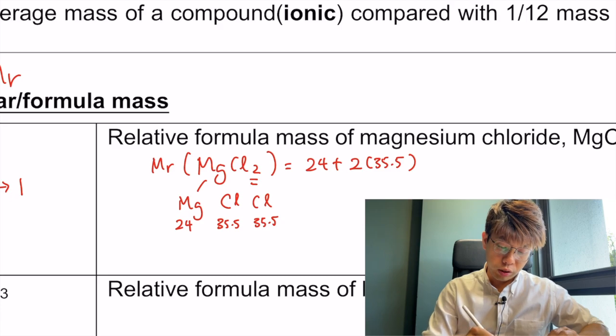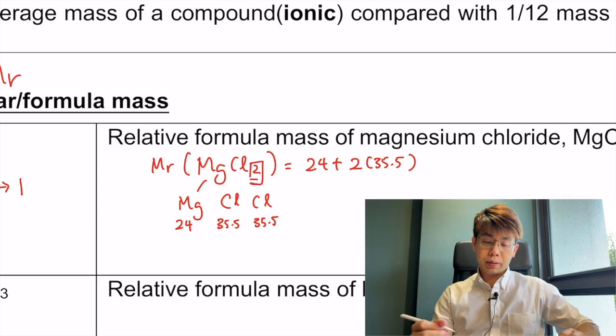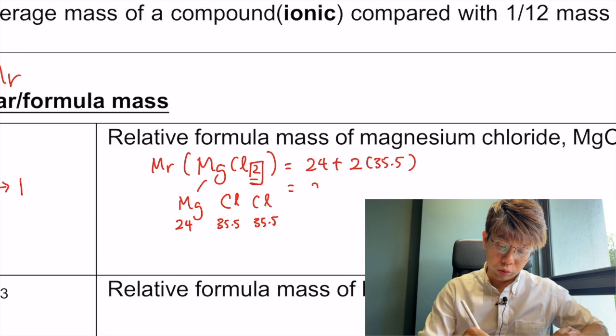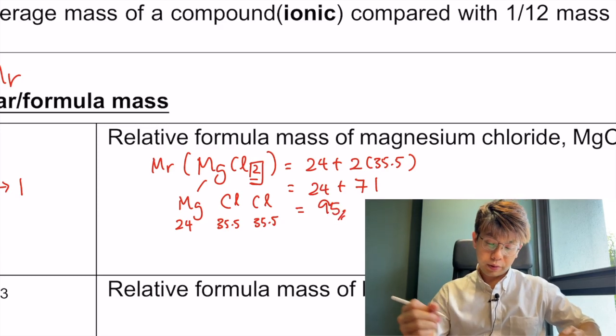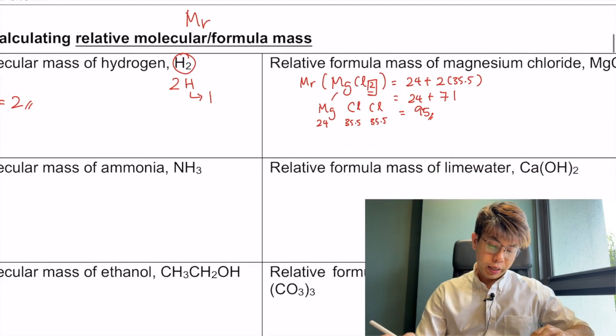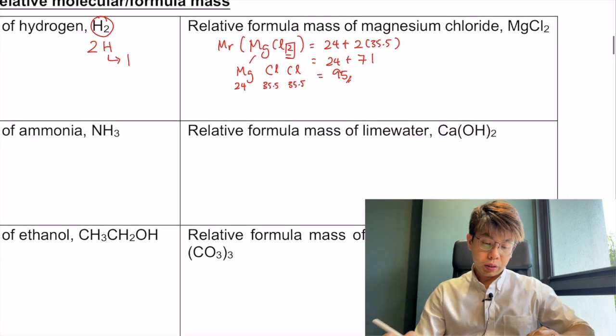Again, why is it 2? It is because there's a 2 right over here. So this is 24 plus 71, and this will give me 95. Okay, the answer is 95. Alright, let's look at another one.